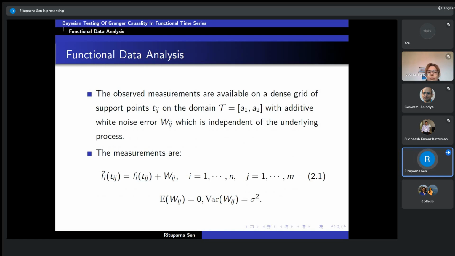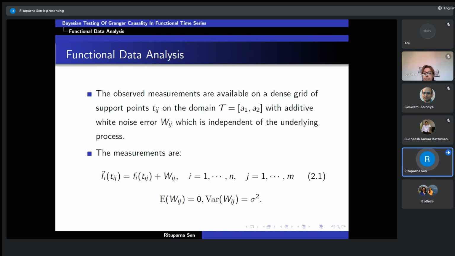The observed measurements are available on a dense grid of support points, Tij, and we can say, even if it is a little sparse, that is okay, but we need to then do something about it. And then there is also scope for some observation error. So the observations are these Fi tilde Tij. For the ith observation, you observe it at these points Tij. So there are m observations, and this m can also vary with i. So for each individual, you can have a varying number of observation points.